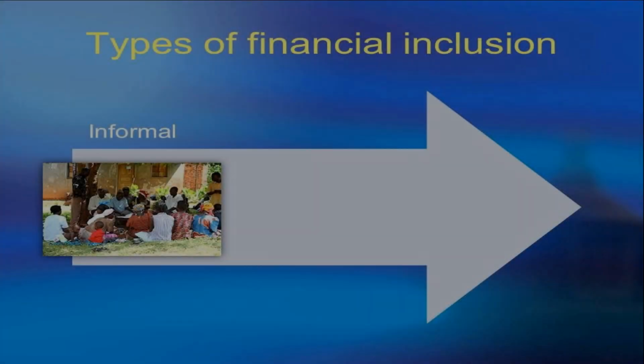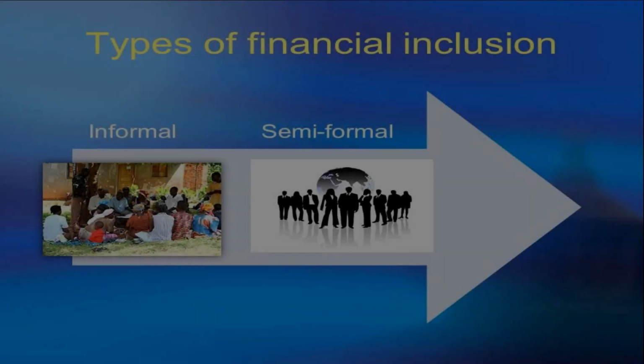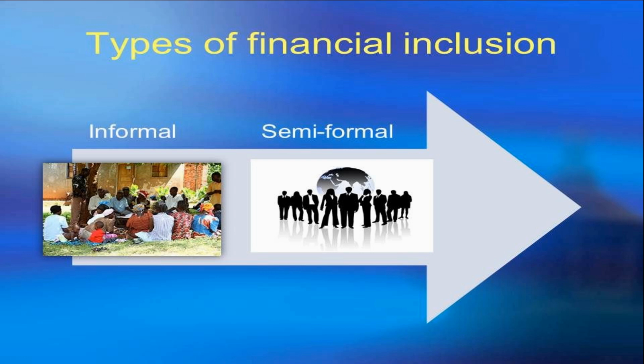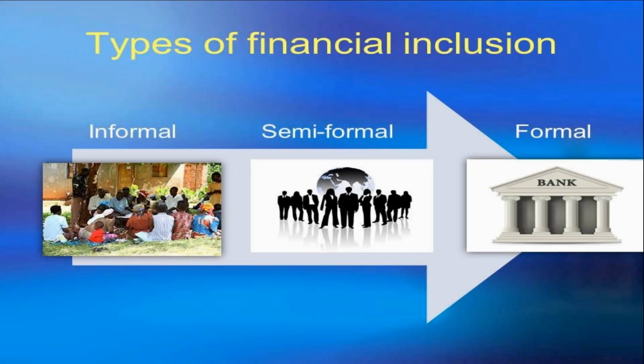There are three types of financial inclusion. The first one is informal financial inclusion, which is community or village organized financial activity, member-owned and operated, like a savings group. The second one is semi-formal financial inclusion. Usually it's a registered business, often member-owned, like a non-government organization. The last one is formal financial inclusion, registered and meeting financial regulatory requirements, like the bank.